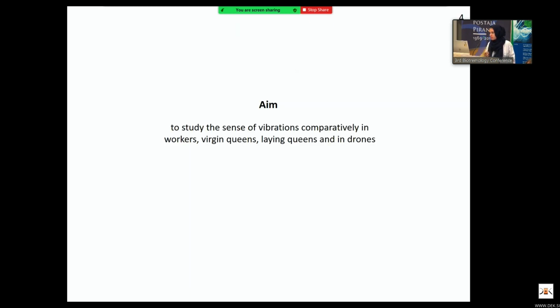So the aim of my study was to explore the sense of vibration comparatively in workers, virgin queens, laying queens, and drones. But in particular, I was very interested to see if there was any difference between virgin queens and laying queens, because, as I said, their behavior changes during the two phases, and also because the object of my PhD is to study queen communication.